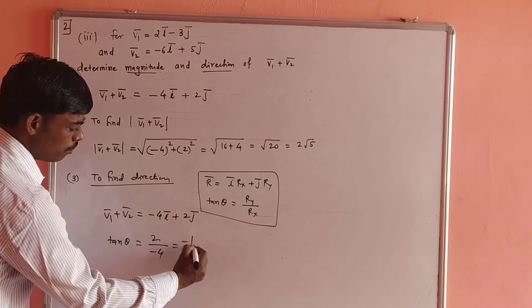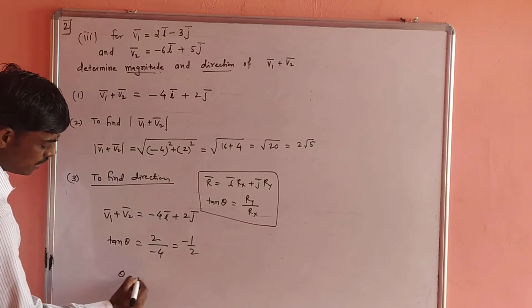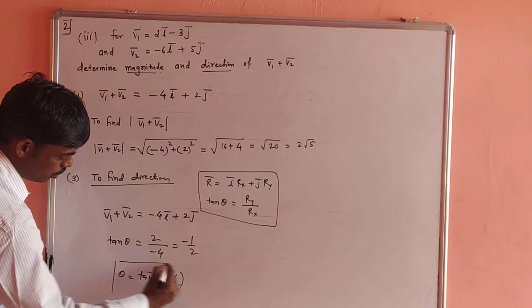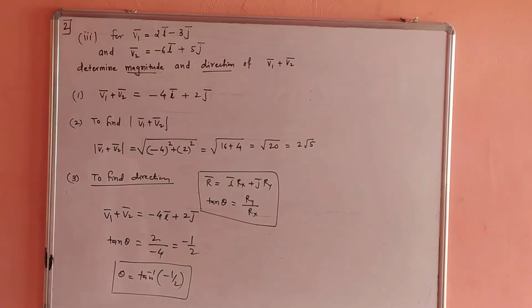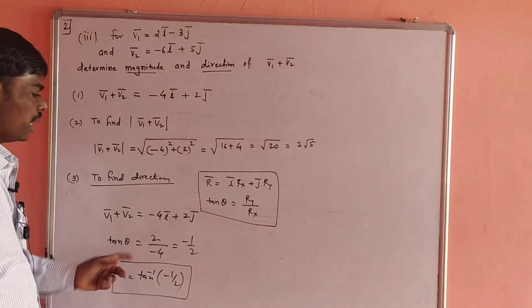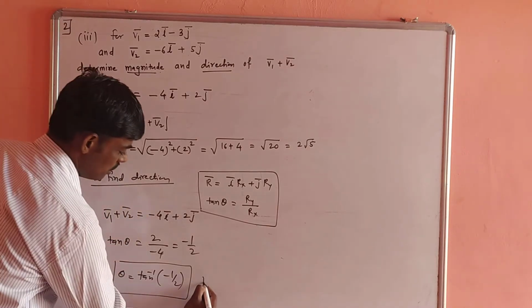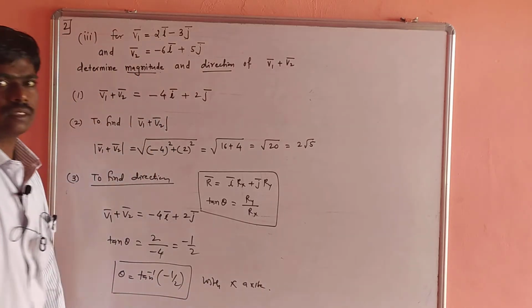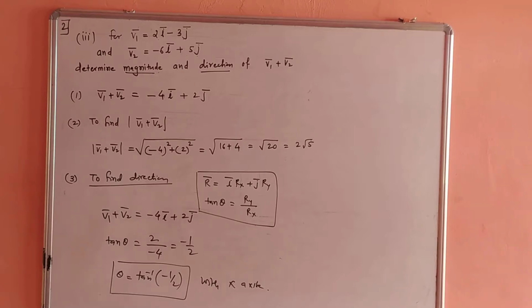So what do we get? Minus 1 by 2, that means theta is equal to tan inverse of minus 1 by 2. So obviously the ratio is negative, and this is the angle made with the horizontal x-axis. So we get this angle with the x-axis. This is your final result.